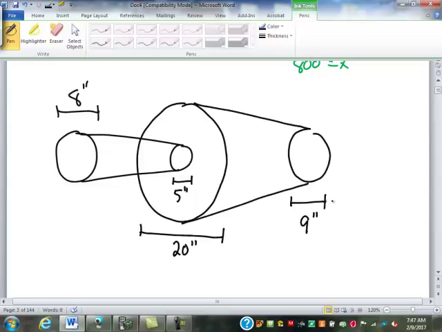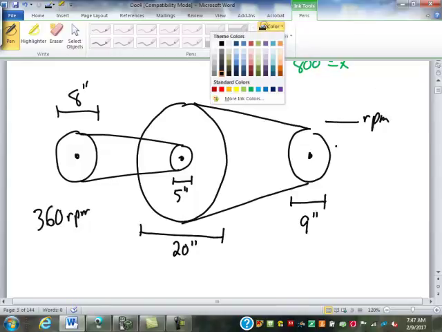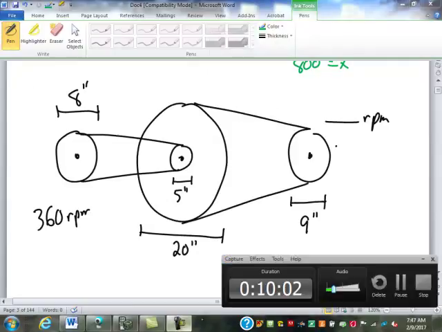So we have this pulley system here. I'll tell you this first pulley here is operating at 360 RPM. Find the RPM of this last pulley. Give you a few minutes, see if you can figure that out in your notes.